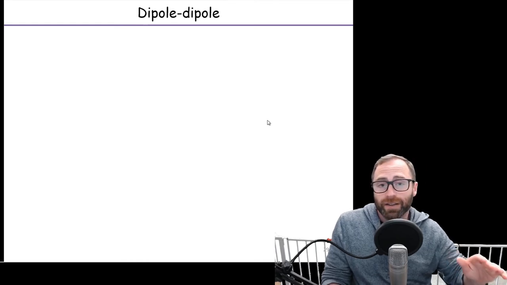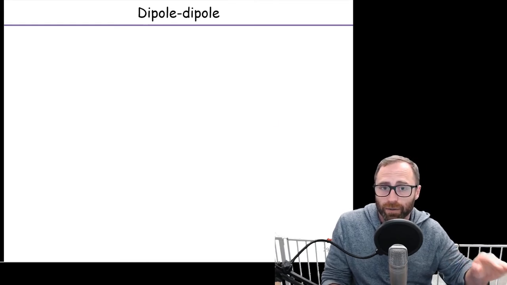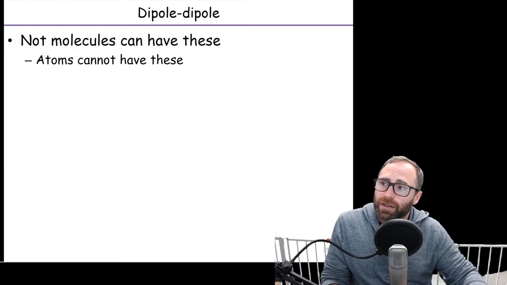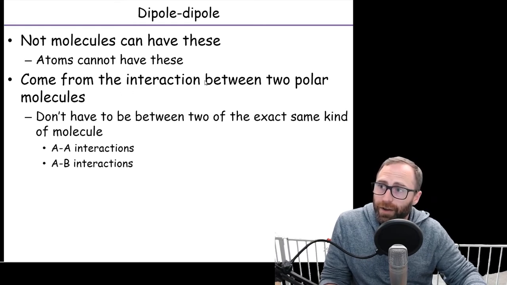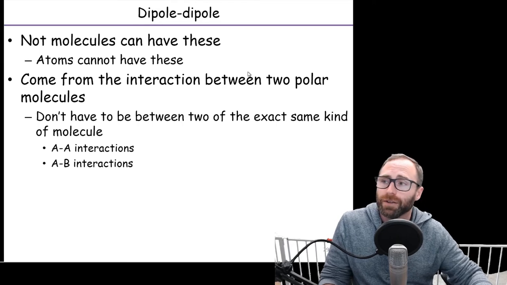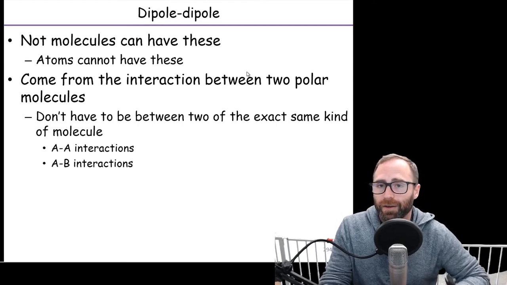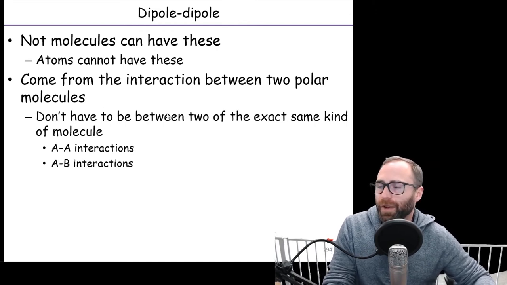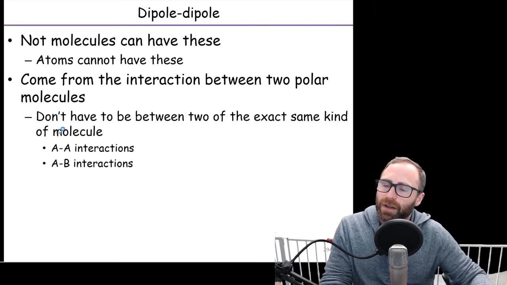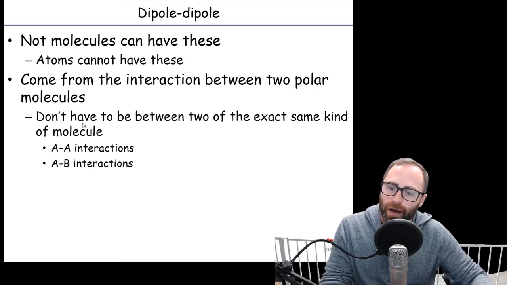Dipole-dipole, comparatively understanding-wise, is a breeze. Because, one, not all molecules can have these. Atoms are not going to have a dipole-dipole interaction, and that's because this comes from the interaction of two polar molecules. You can't have an atom that's going to be a polar molecule. Just right there in the name of it.